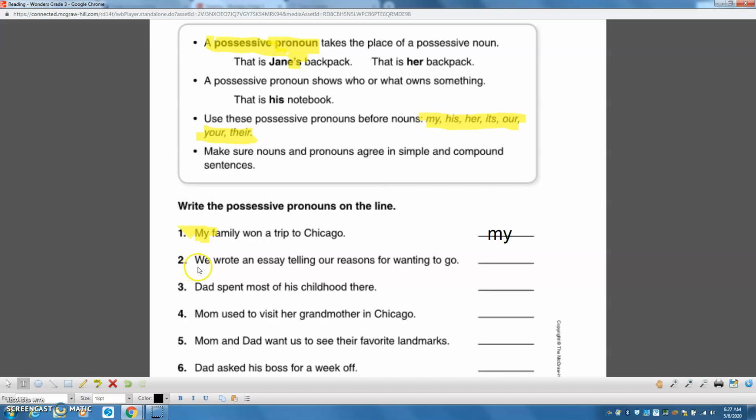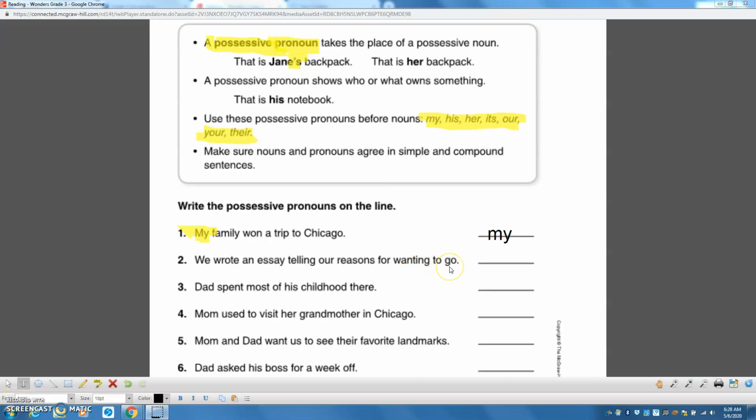So let's go to the sentence number 2. I want you to read the sentence, and then in your notebook, you can write down what the possessive pronoun is for number 2. In your interactive notebook, go ahead and do 2, 3, 4, 5, and 6. Just write down number 2, what is the possessive pronoun? Number 3, what is the possessive pronoun? Go ahead and pause the video and write down your answers for 2 through 6.